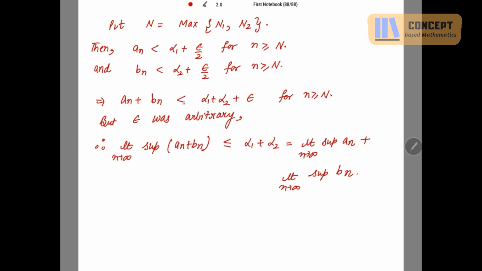Now why have I taken the sign less than or equal to? Because before it was strictly less than, and the equality comes because we are taking the limits now. Whenever we take the limit on an inequality, the strictly less than sign changes to less than or equal to. If it is greater, it changes to greater than or equal to. Here it is less than, so it changes to less than or equal to. This is what we needed to prove.